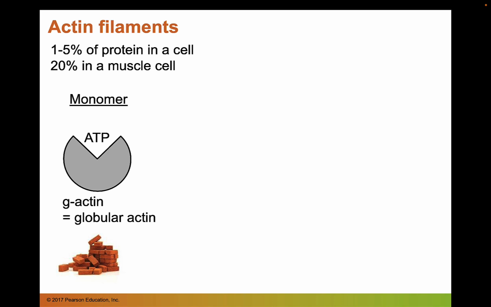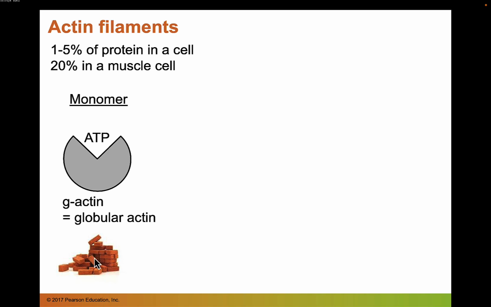Now, actin makes up around 1 to 5% of all protein inside a generic cell, but in muscle cells, there's a lot of actin. So this shoots up to 20% of the muscle cell's protein being just actin. And actin is composed of these monomer proteins that we call G-actin, standing for globular actin. And you can see that actin is an asymmetrical protein. It has what I'm representing in this cartoon, this rounded end, and then this curved end that is bound to ATP.